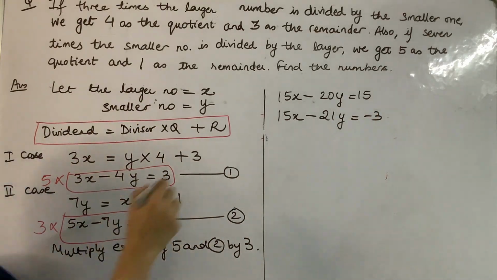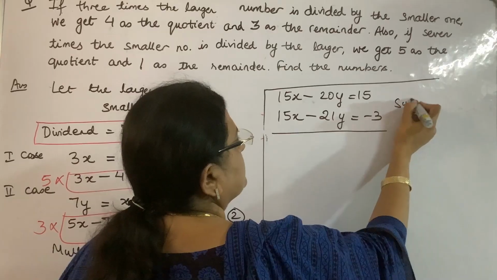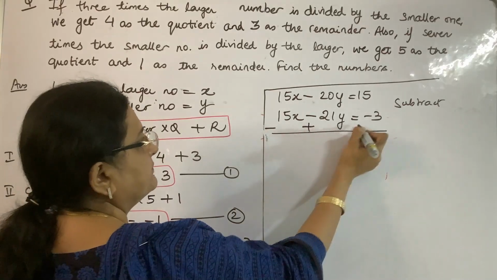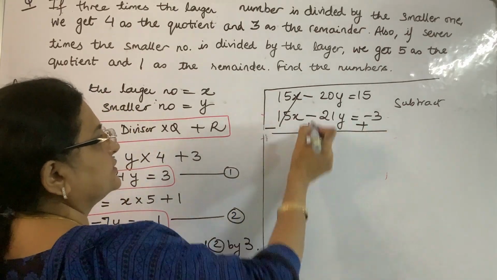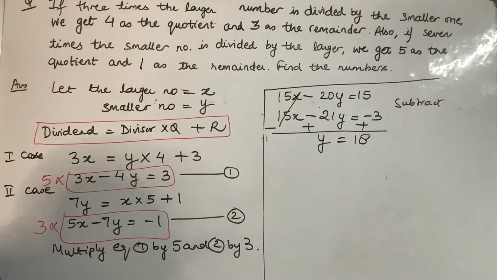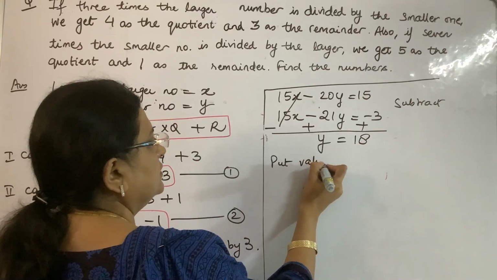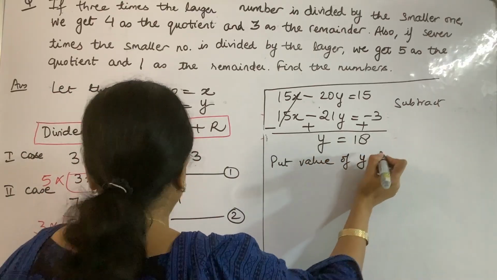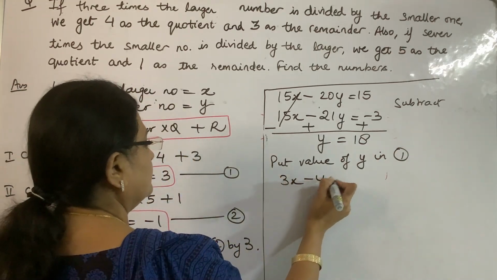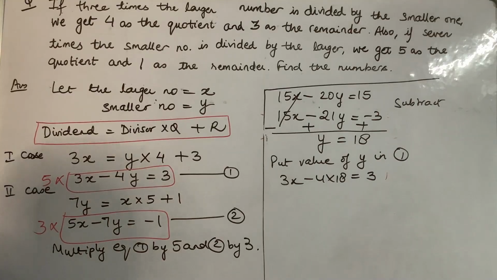Agreed? Now you have to cancel out. So what will you do? Subtract both the equations. Subtraction means you change the sign. This 15x gets cancelled. So this is plus 21y minus 20y, which is y, is equal to 18. Agreed? Now put the value of y in whichever equation you want. Let us say in 1. So 3x minus 4 into 18 is equal to 3.